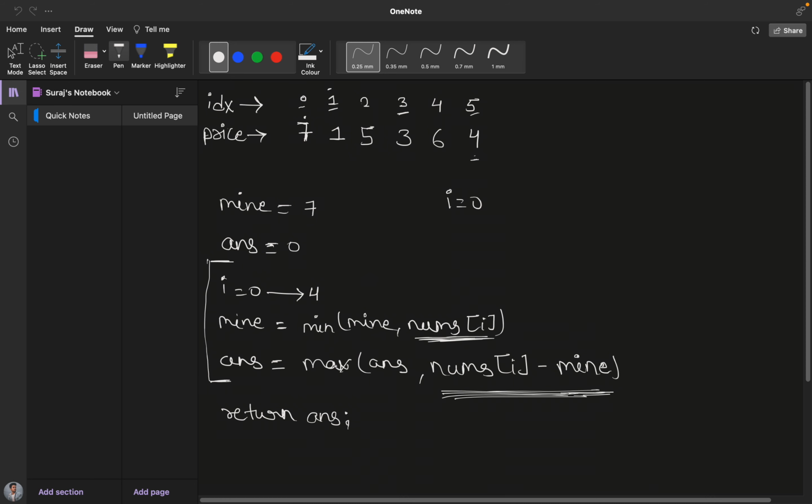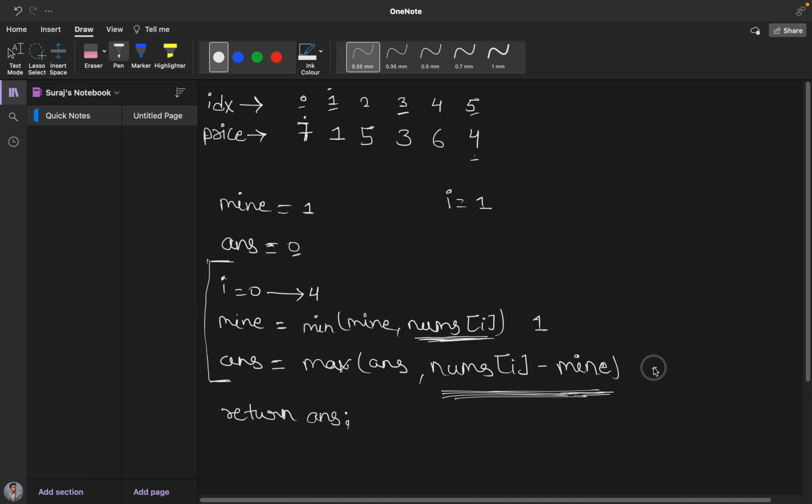Answer equals max of answer comma nums of i minus minimum. What is nums of i? 7. 7 minus 7, it's a 0. It is already 0. Now i will be 1. What is nums of i? Nums of i is 1. I have found a minimum value than 7. So now minimum element will be updated. It will be 1.